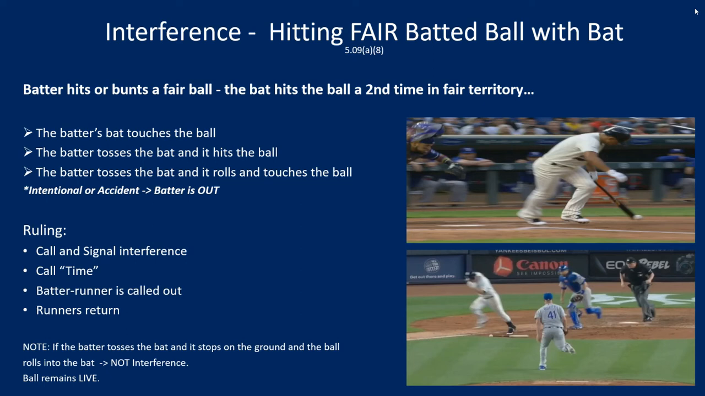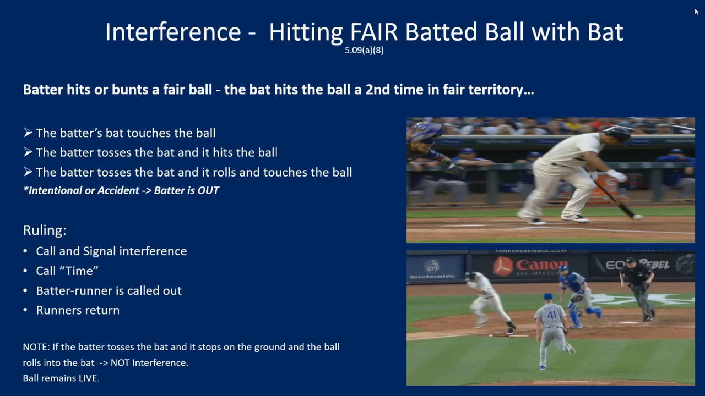In this example, if the batter dropped the bat and the bat was still and the ball rolled against it, that would be an exception to this rule. It wouldn't be interference and the ball would remain live, but that's just the one exception. If you dropped the bat and it was still and then the ball bounced and rolled and hit it, we wouldn't penalize the batter for that. The batter is in control of their bat and they need to put it or toss it in a place where it is not going to contact the ball.